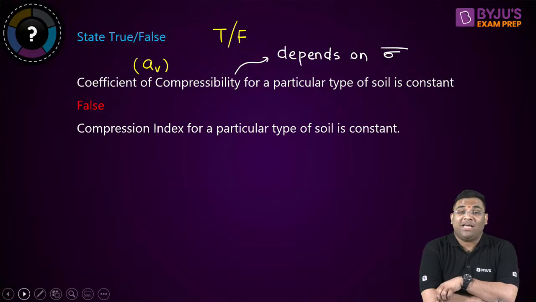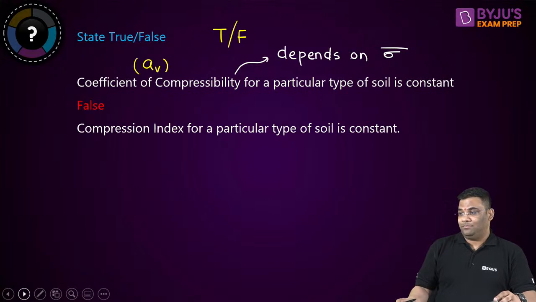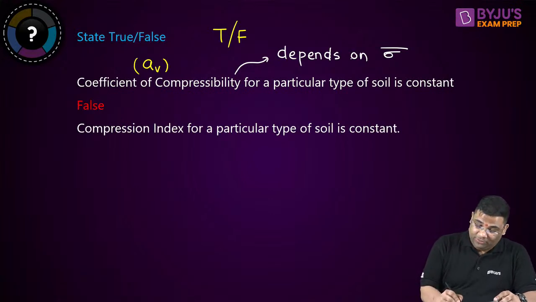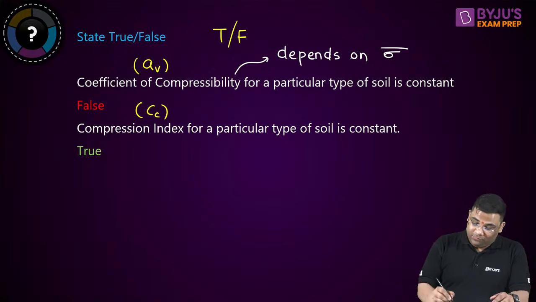Compression index for a particular type of soil is constant. Please mention true or false. Compression index for a particular type of soil is constant. Means CC, we are talking about CC. True, the answer is true. Yes, why is it true?